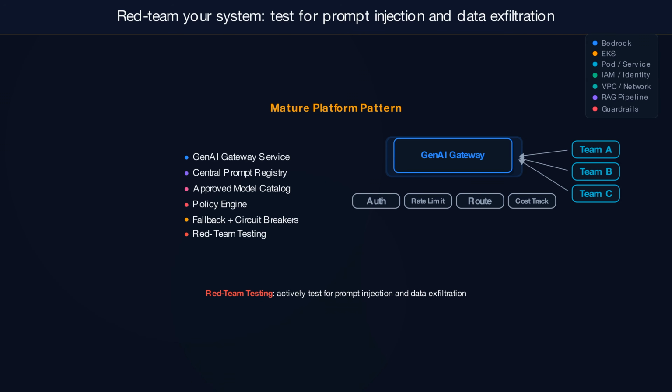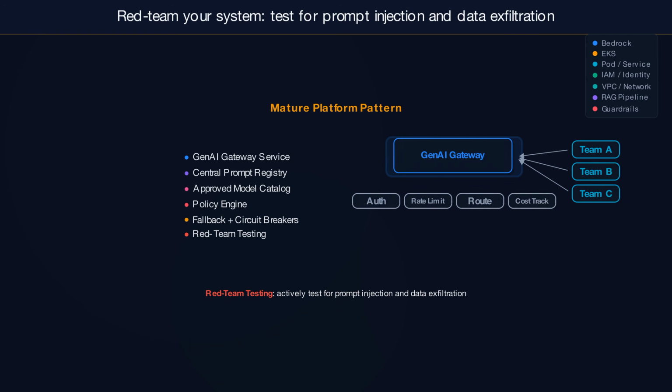Build a policy engine for data classification and routing. Sensitive queries go through stricter guardrails. Implement fallback model logic and circuit breakers. If Claude is throttled, automatically fall back to Nova. And run red team exercises. Actively test your system for prompt injection and data exfiltration.